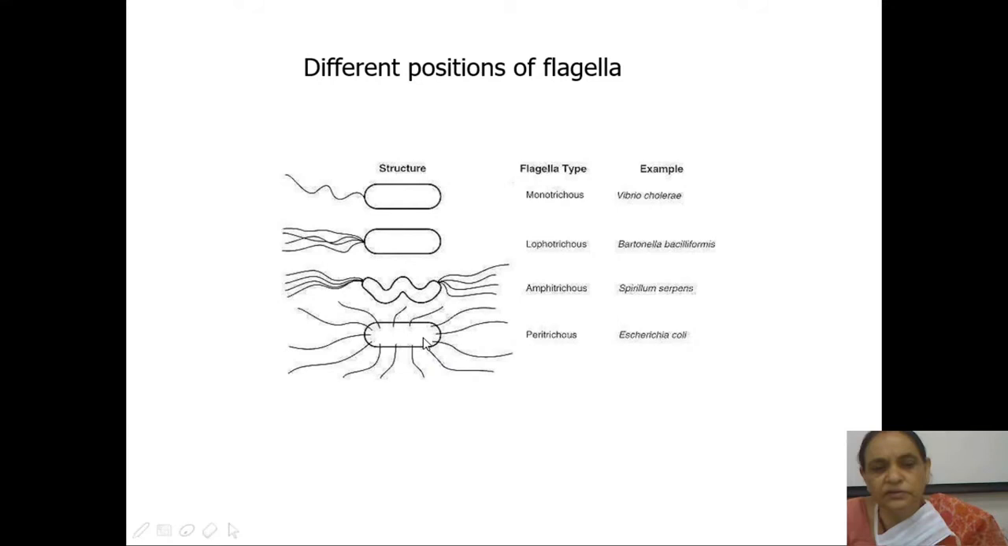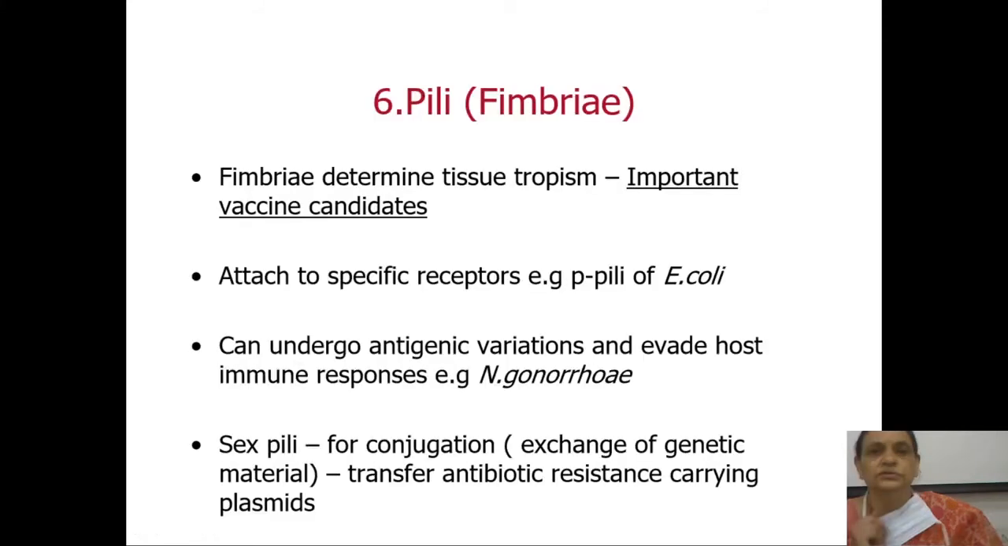Then another important structure, pili or fimbriae. For us, the most important thing is, this is what is used by the bacteria to go and attach to the first target tissue. Why some cause respiratory tract, why some cause gastrointestinal, why skin. So they have a tissue tropism. So these fimbriae are the actual pathogenic potential of the bacteria.